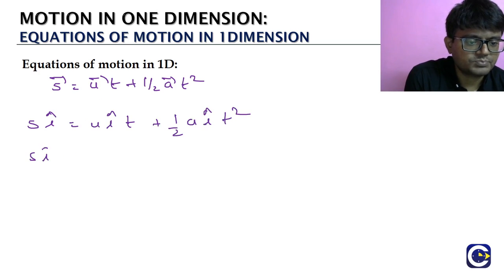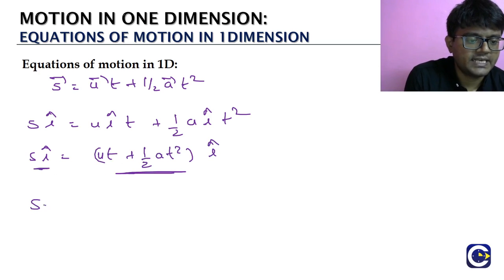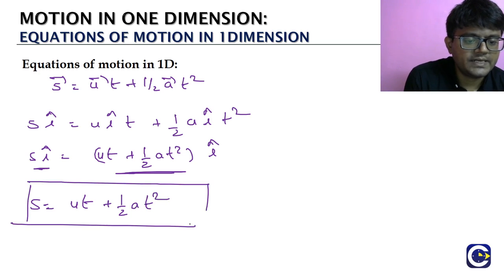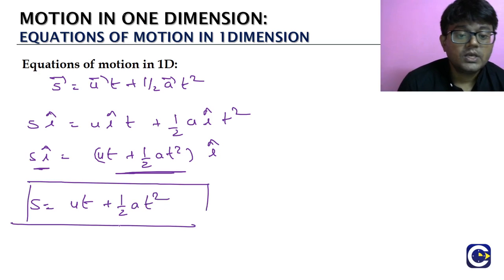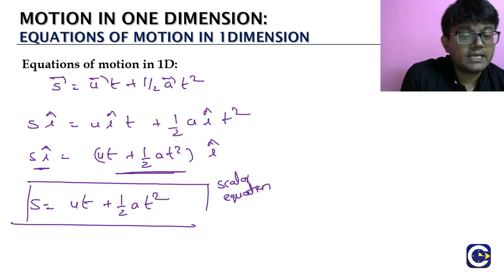Same thing. Here we'll take I cap common out: UT plus half AT square into the I cap. Now when we equate them, the component of I cap on LHS should be equal to UT plus half AT square. Means the displacement magnitude S is equal to UT plus half AT square. We'll see that this is also becoming a scalar equation.